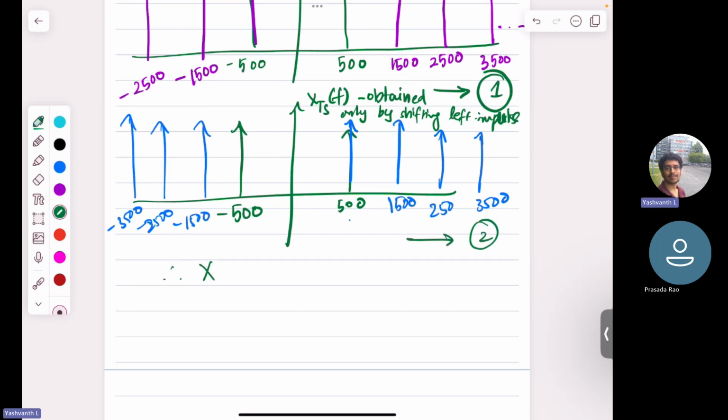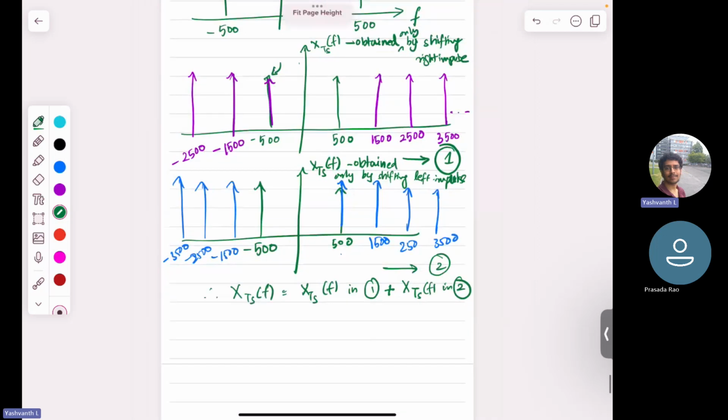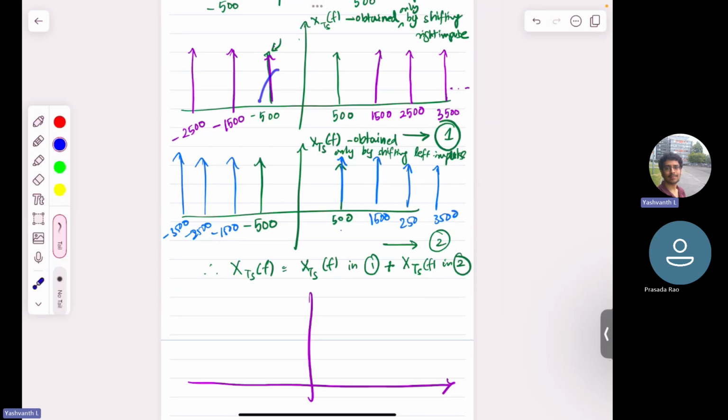Therefore, your actual x ts of f is nothing but x ts of f in graph 1 plus x ts of f in graph 2, basically the linearity property of the Fourier transform. So what do I get? I get basically the above signal, but the amplitude will be doubled because I'm adding the same signal. These both are the same signal, but if I add them, the amplitude will be doubled. That's the only difference.